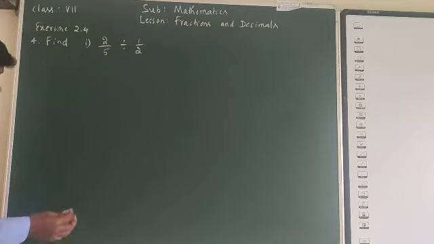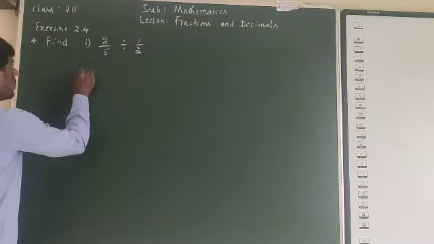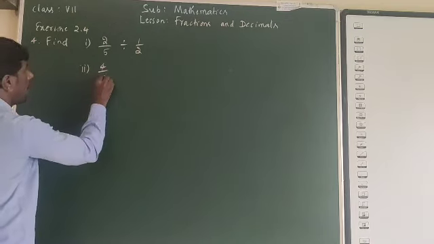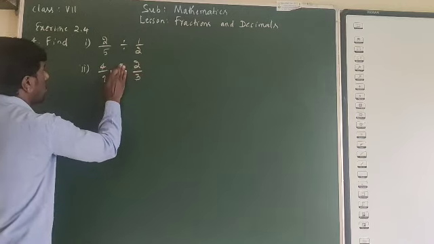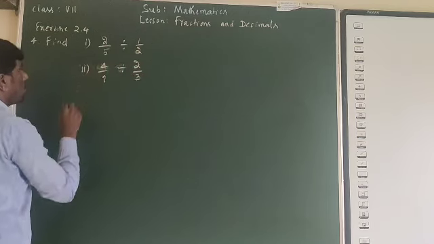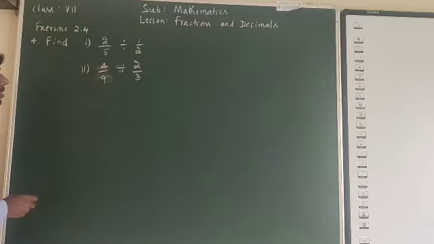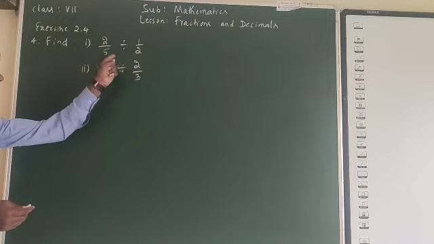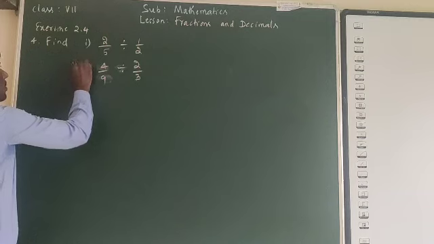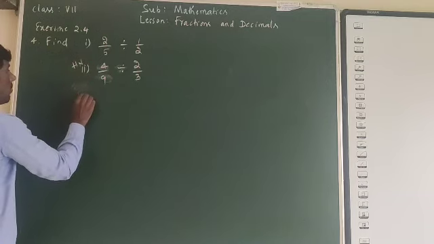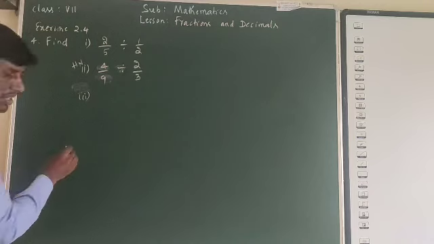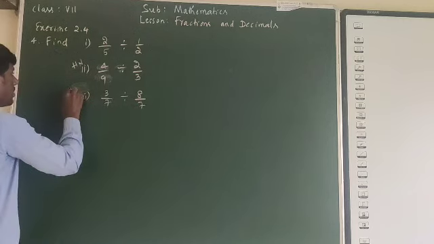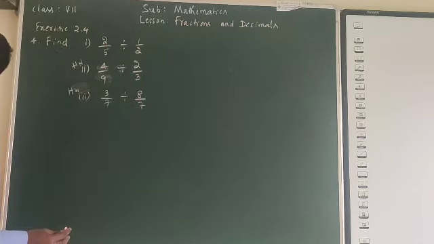Second one: 4 by 9 divided by 2 by 3. This is the same type of question as the first one, division of a fraction by a fraction, only the numbers are different. This is homework for you. Third one: 3 by 7 divided by 8 by 7. Again a similar type of question, so homework for you.